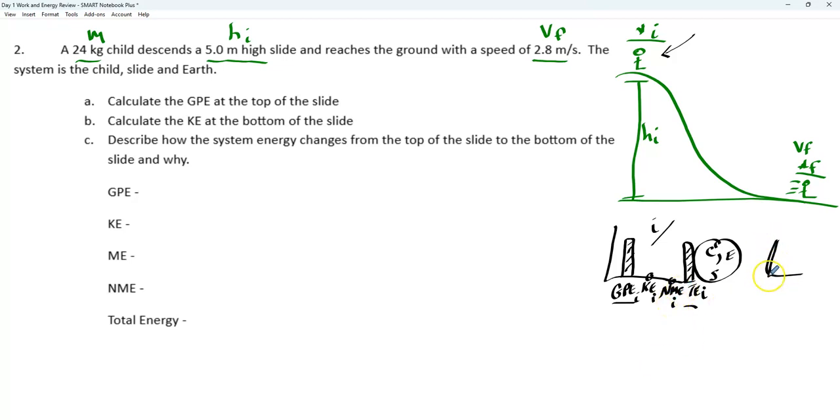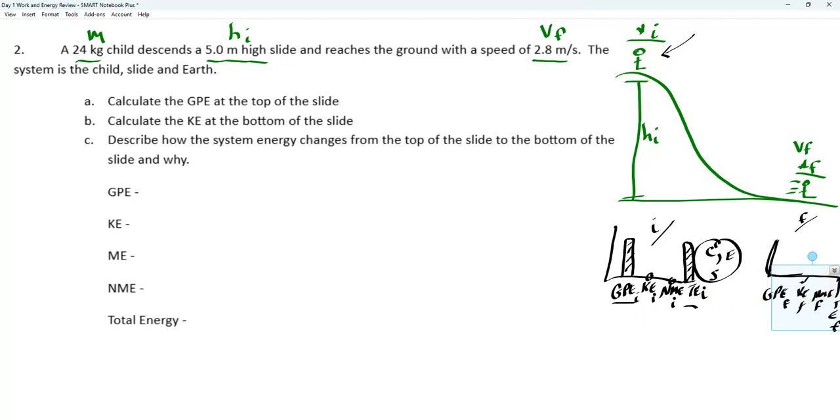We're going to do the same type of chart here, except we're going to do the final position. So the final position: GPE final, KE final, NME, and then I ran out of space, but total energy, TE, that's going to go up here. And these are all at the final position. All right, so at the bottom, it has kinetic energy. I don't know the amount.